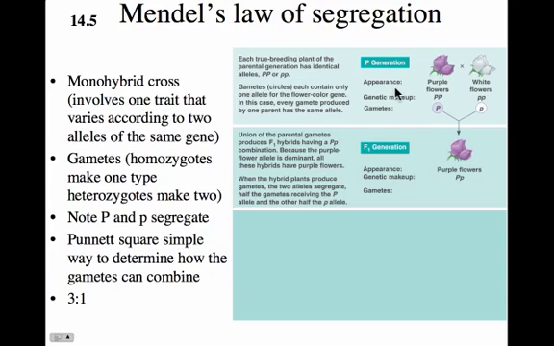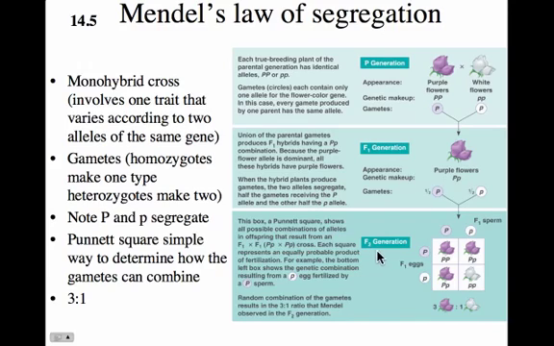So here's that same cross now written out with the genotypes given. So the purple flowers are true breeding, big P, homozygotes. The white flowers are also true breeding homozygotes, but in this case they carry the 2 recessive alleles, little p. In the first filial generation, you produce heterozygous plants, big P, little p.